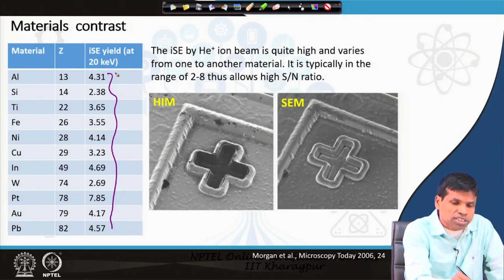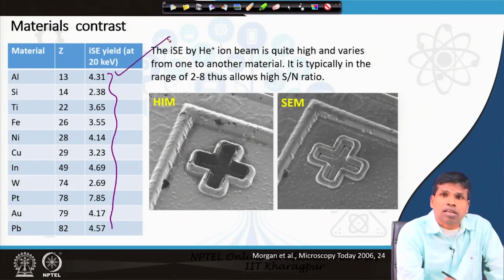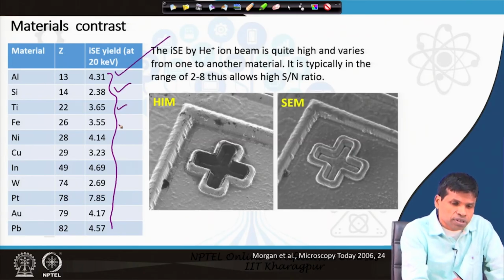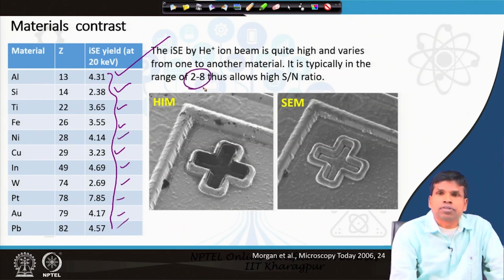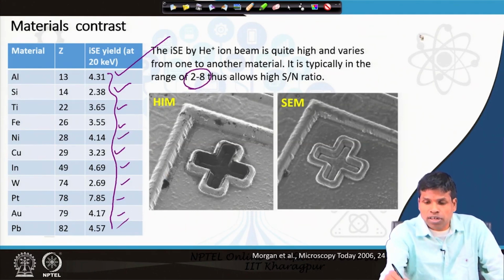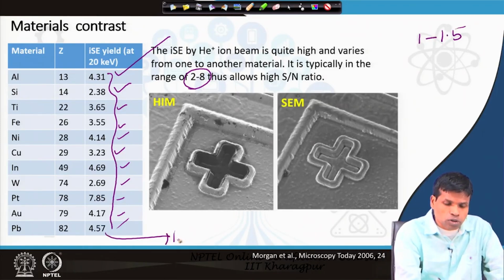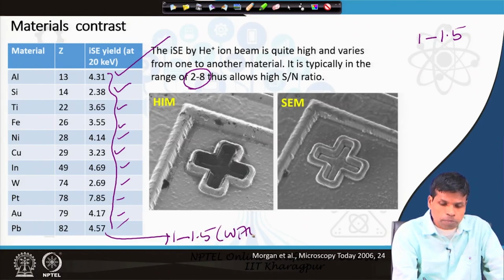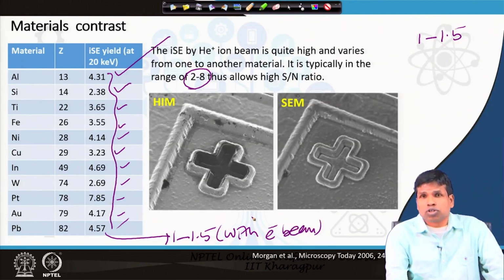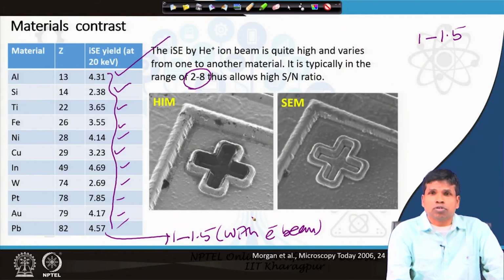This is the number of secondary electrons generated per single helium ion. If we look at this, it is almost in the range of 2 to 8, unlike in the case of electrons, where it is 1 to 1.5. This value will be 1 to 1.5 with an electron beam, and therefore the signal is certainly much higher. So it could produce a much higher signal to noise ratio, giving you much clarity on the surface image.